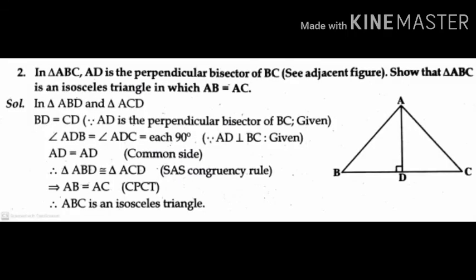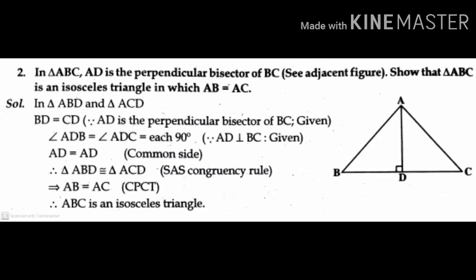Second question. In triangle ABC, AD is the perpendicular bisector of BC. Show that triangle ABC is an isosceles triangle in which AB equals AC. Solution. In triangle ABD and triangle ACD, BD is equal to CD since AD is the perpendicular bisector of BC, that is given in the problem.